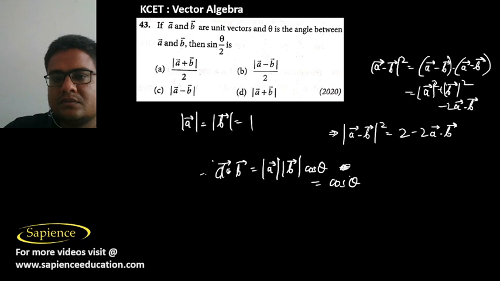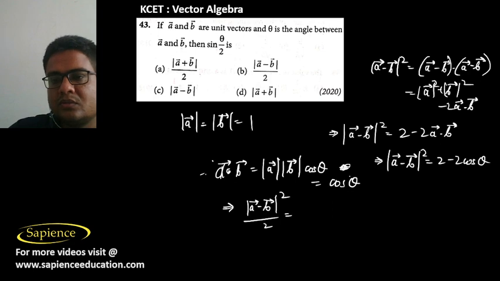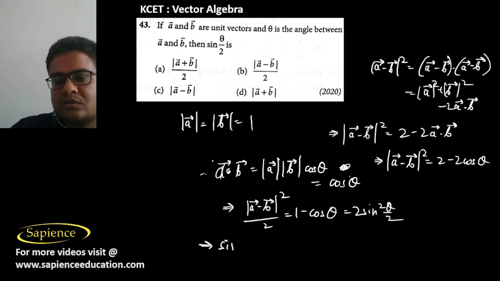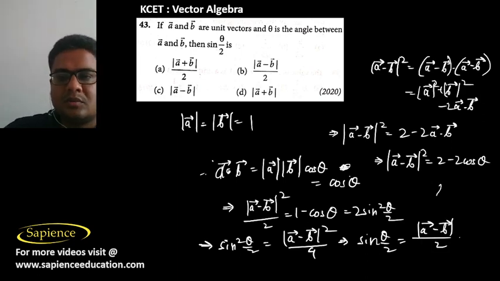This is cos theta. Therefore, mod of a minus b whole square is equal to 2 minus 2 cos theta. So mod of a minus b whole square by 2 is equal to 1 minus cos theta, and 1 minus cos theta is 2 sine square theta by 2. Therefore, sine square theta by 2 is equal to mod of a minus b whole square by 4. Therefore, sine theta by 2 is equal to mod of a minus b, by 2. Option B is the correct answer.